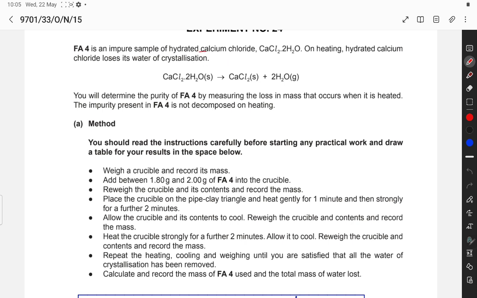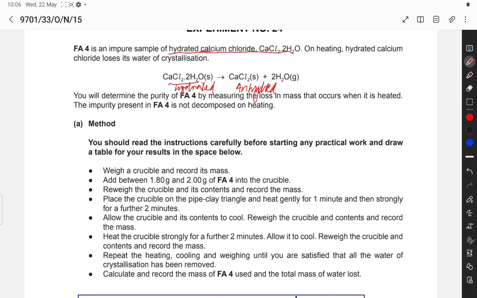Hydrated calcium chloride is the salt with water. So like this. On heating, hydrated calcium chloride loses its water of crystallization. This is the hydrated salt, and this is the anhydrous salt. So when we heat this hydrated salt, water of crystallization is going to evaporate, and hydrated calcium chloride loses its water of crystallization. So this is the reaction.